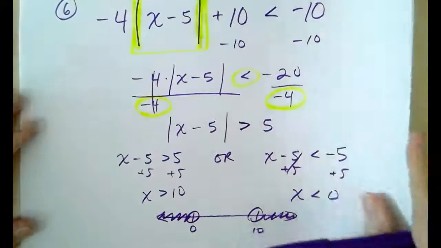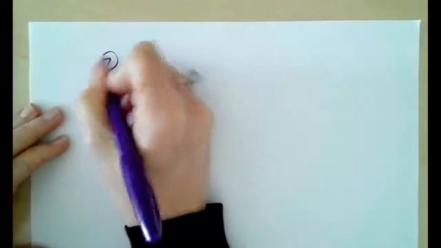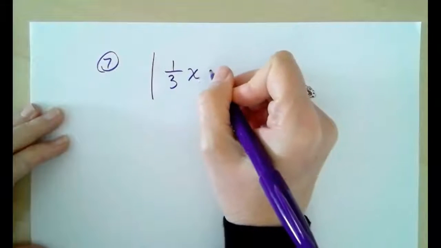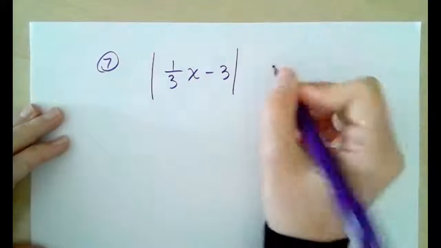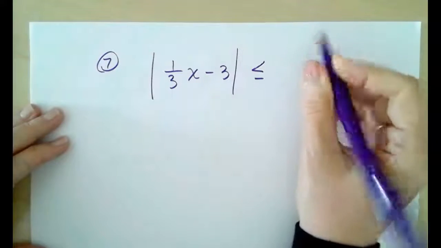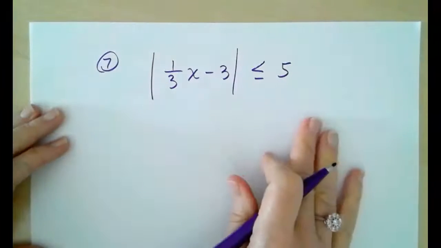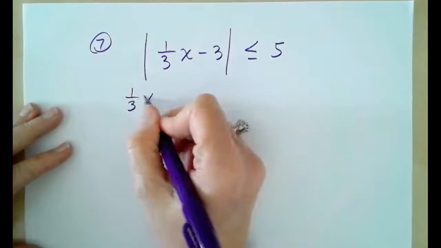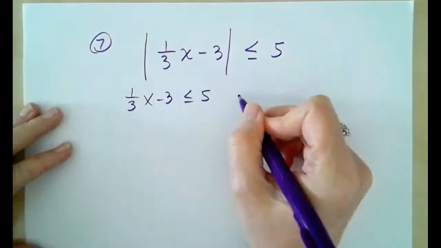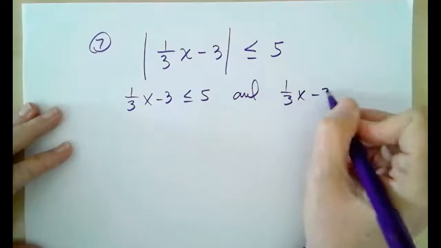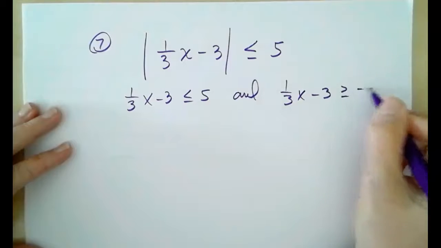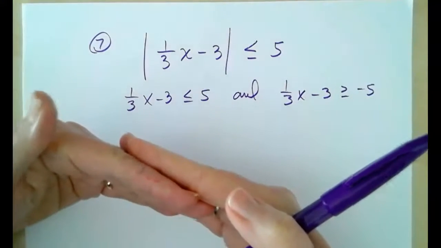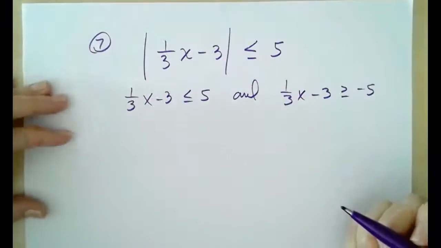Let's do one more because I don't have an and in my stack, and I thought I did, so let me make up one. The absolute value of 1/3 x minus 3 is less than or equal to 5. So we don't need to do step 1 here. It's already done. Let's set up our two cases quickly. 1/3 x minus 3 is less than or equal to 5, and 1/3 x minus 3 is greater than or equal to negative 5. Remember, on an and situation, our number line solution set should overlap and meet in the middle.